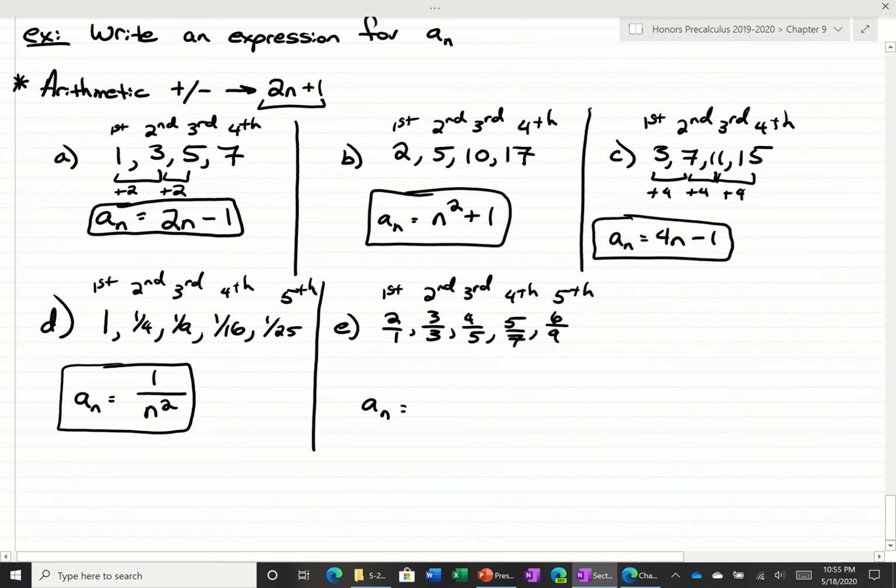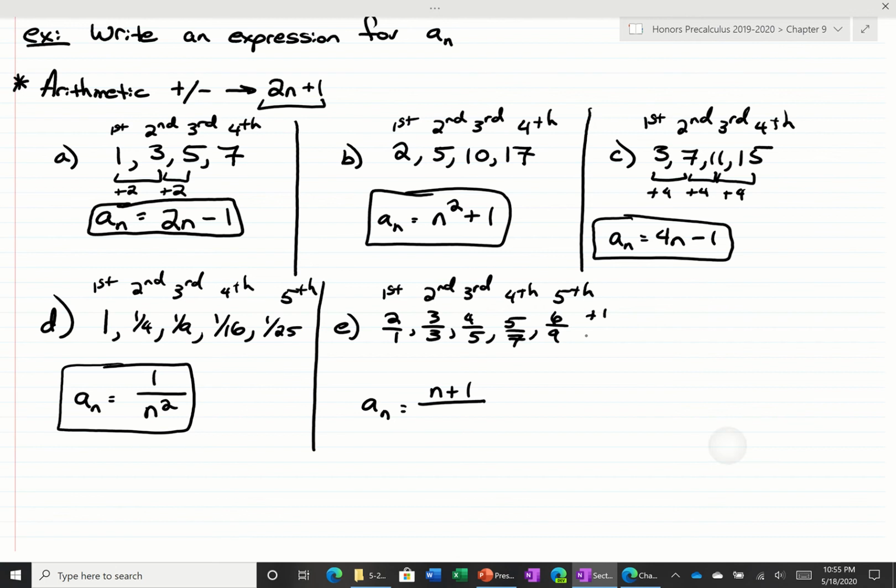So on top, to get 2, it looks like it's going up by 1, right? So plus 1 each time. So I'm going to say it's going to be n plus 1. That'll give us the top number, and that's independent of the bottom. So 1 plus 1 is 2, 2 plus 1 is 3. That takes care of the top.